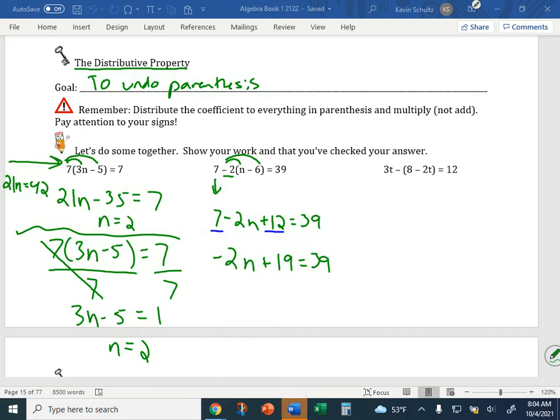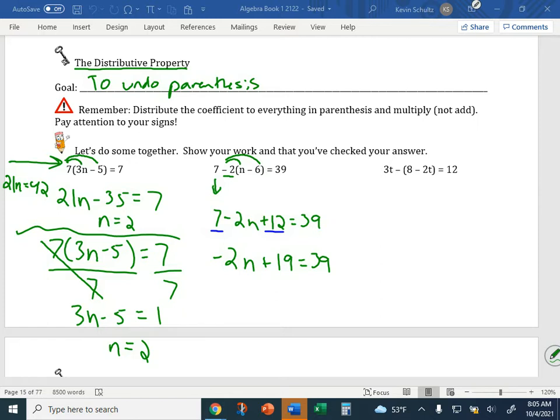Okay. The last one there, 3t minus, and then in parentheses, 8 minus 2t equals 12. What are we going to be distributing in here? And before you answer, know that I'm not trying to trick you, but I'm trying to trick you. What? I know, right? It's not nice to do on a Monday, but I know. What are we distributing in here, Sophie?